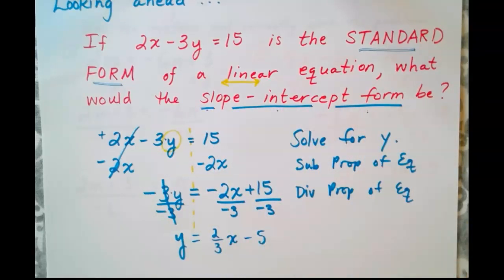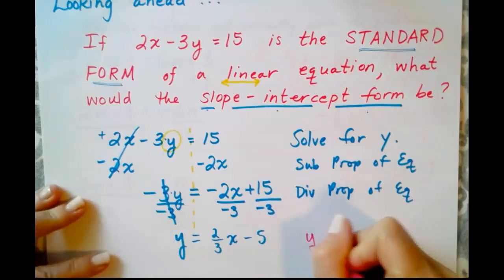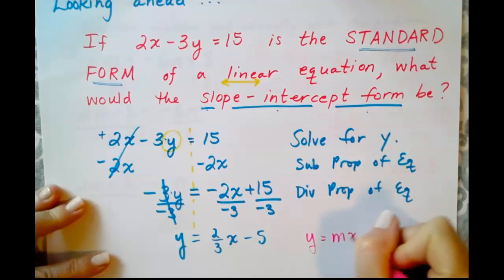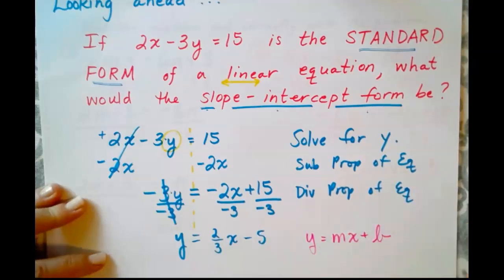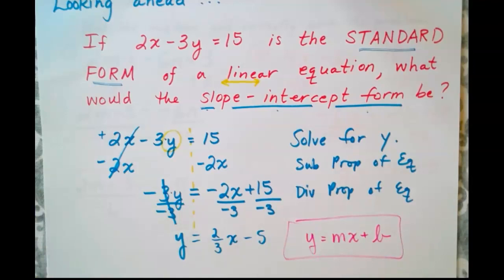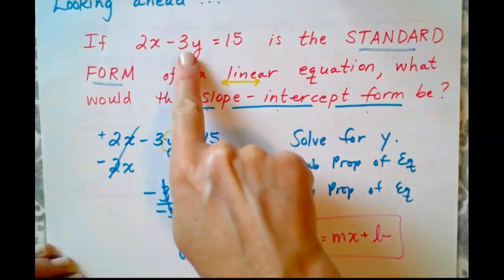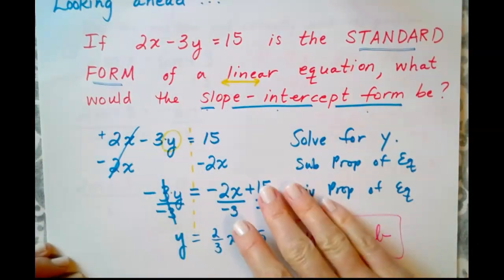Hopefully that's looking familiar. Slope-intercept form, many of you probably know it as y equals mx plus b. So that is slope-intercept form, and we use it extensively in Algebra 1. So we solved for y in terms of x. We transformed the standard form to be slope-intercept form.